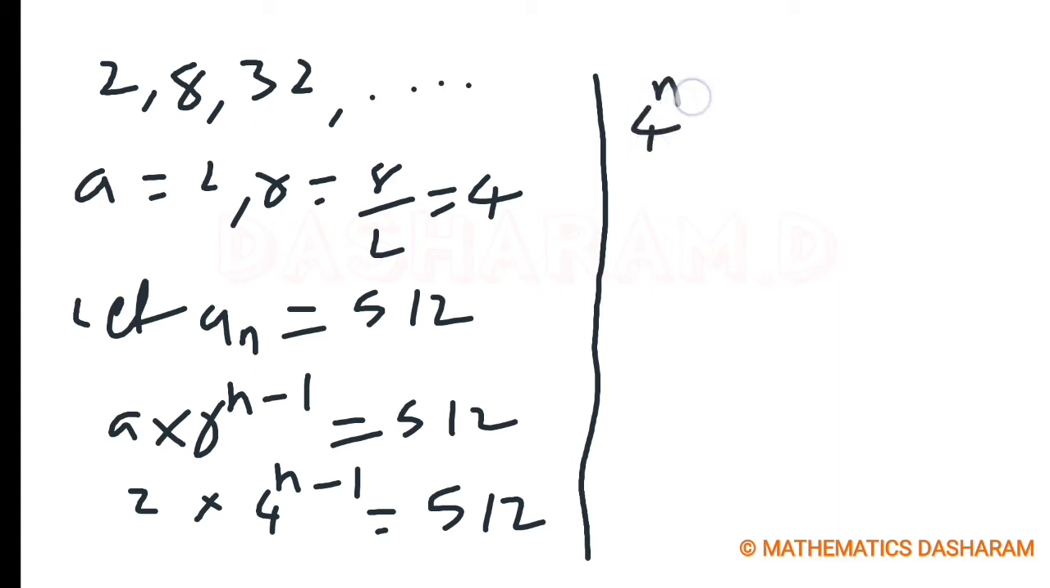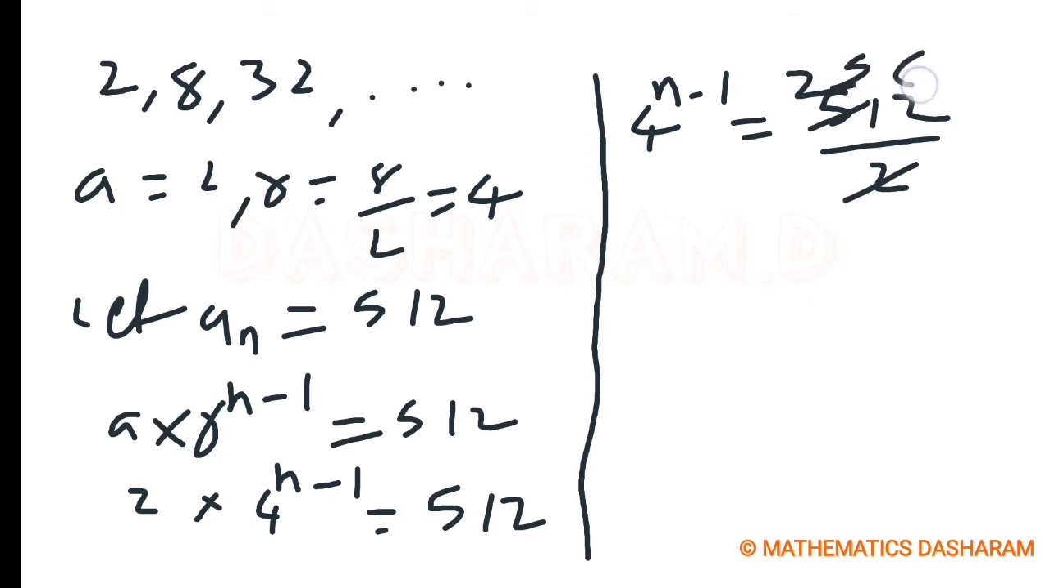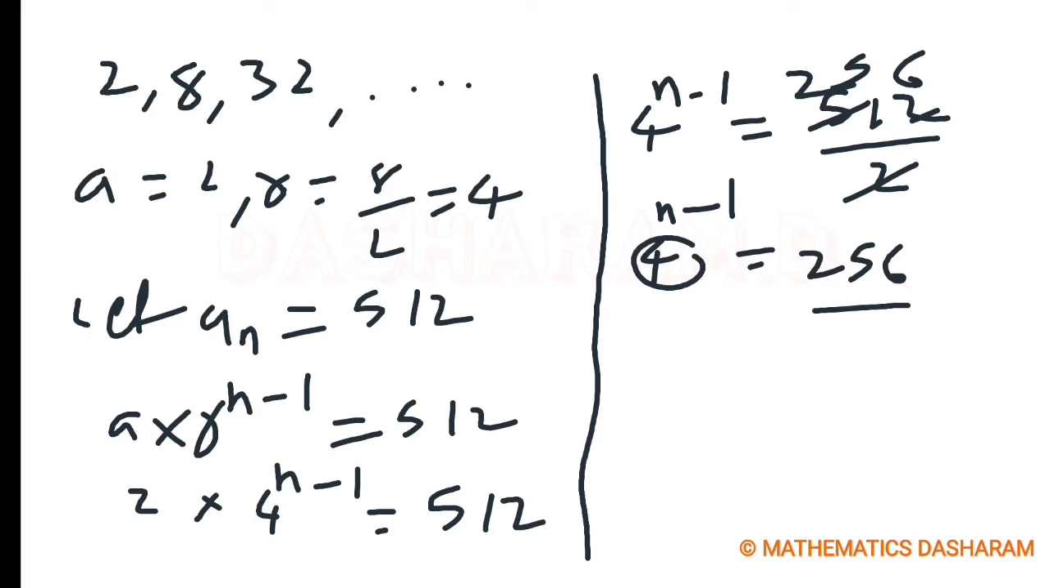To find that answer, 4 to the power of n minus 1 equals 512 divided by 2. Because 2 is multiplying, when you transpose it to the RHS, it goes to the denominator place. 2 2s are 4, 1 remainder, 2 5s are 10, 2 6s are 12. So 4 to the power of n minus 1 equals 256. Our required answer is at the place of the exponent. To get that n value, the base is 4, so we need the same base 4 on the right side of the equal symbol. That is why we do the factorization of 256 in the 4 table.